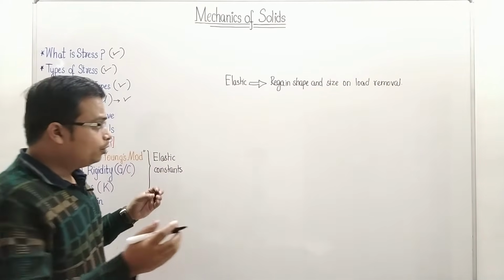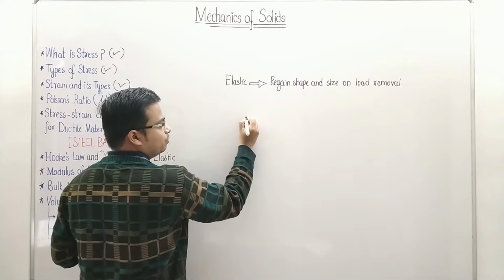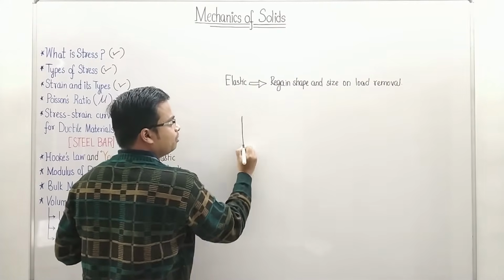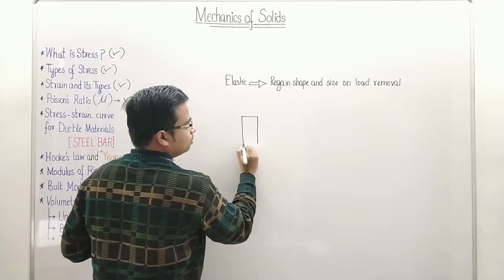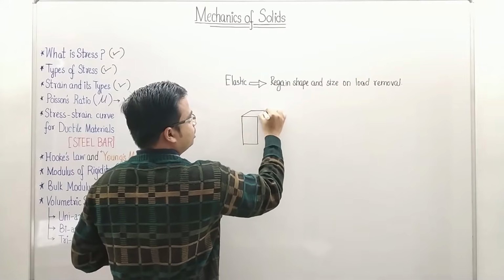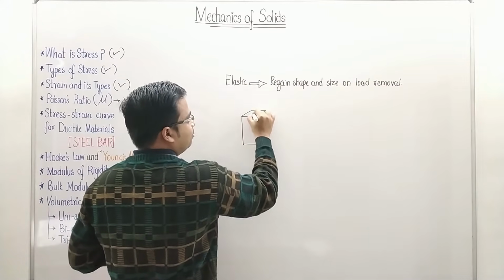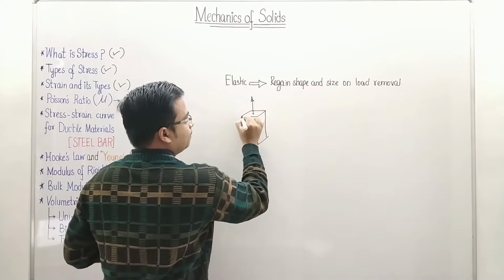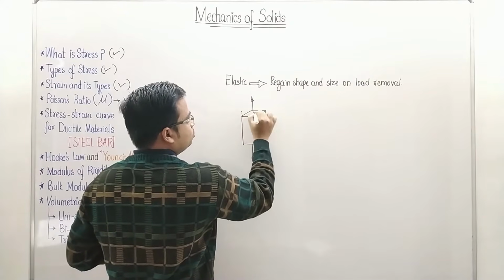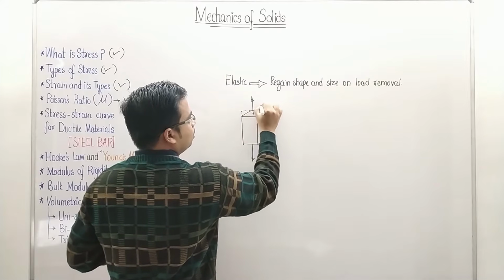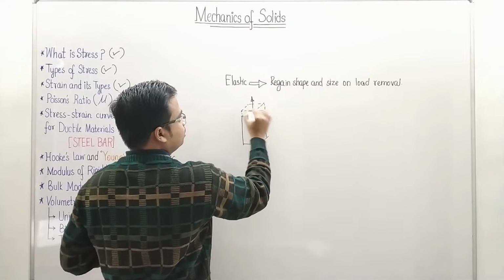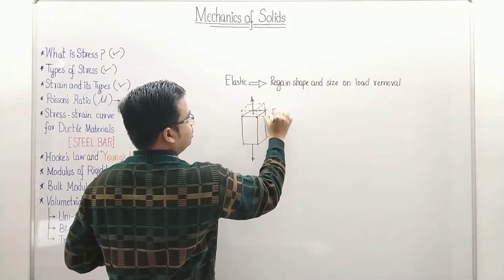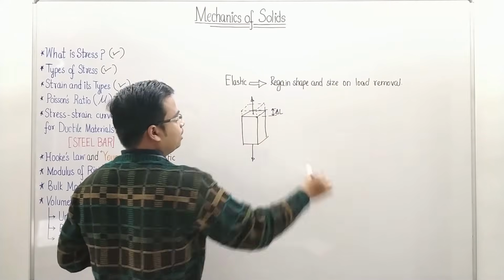Okay, now you can apply load in a bunch of ways. Let's say we've got a bar like this. It's basically a rectangular bar, and we apply a load over here. What is going to happen? There is going to be some elongation like this, isn't it? There is going to be some change in length, let's say delta L.